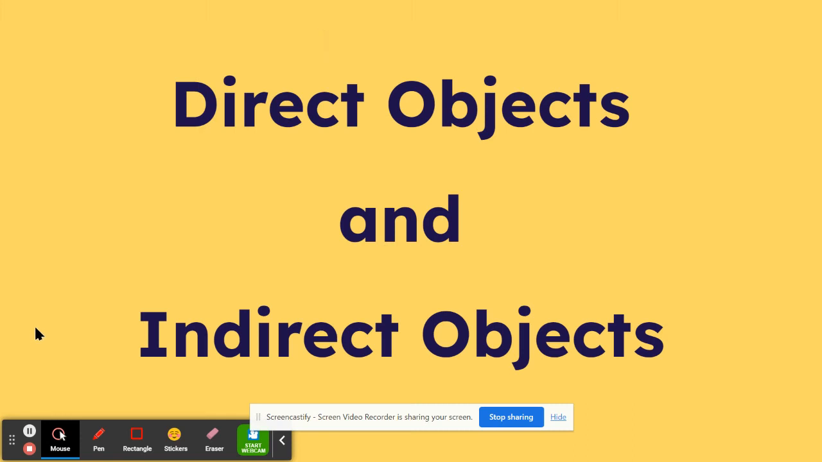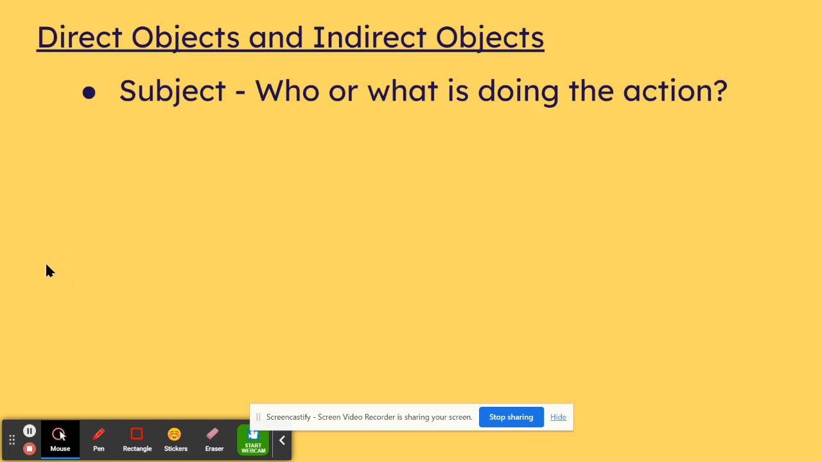Today we're going to learn how to identify direct objects and indirect objects. In order to find a direct object and an indirect object in a sentence, we must first know the subject and the verb. To find the subject of a sentence, we must ask who or what is doing the action in this sentence.